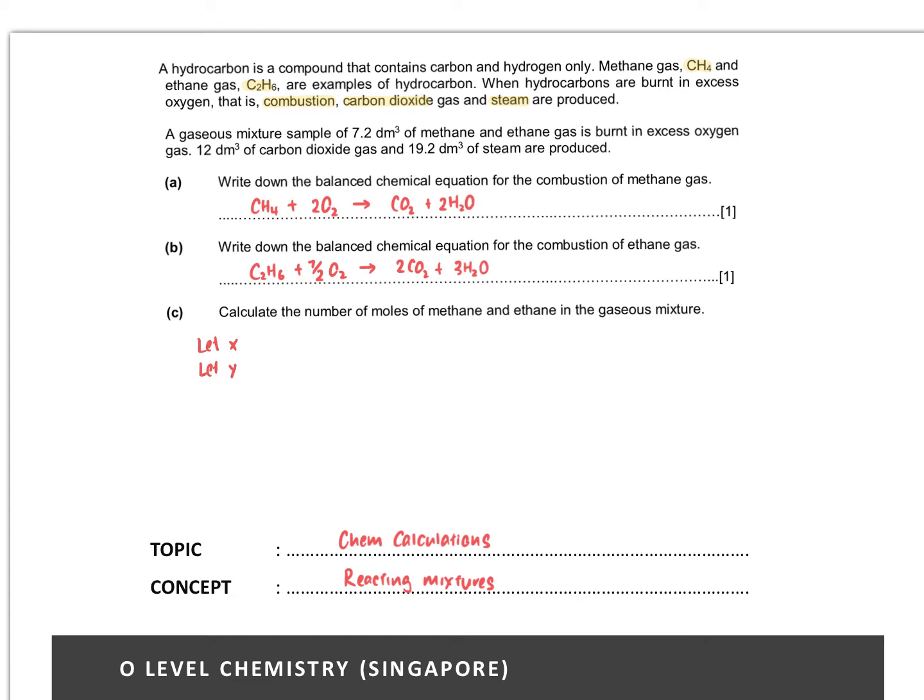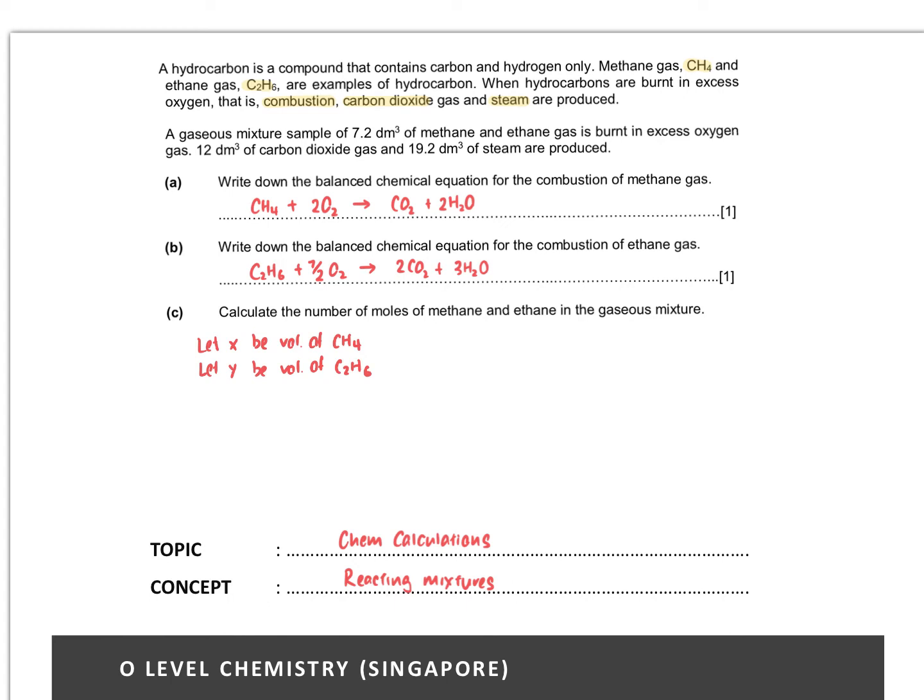For example, in this case, since we are dealing with all gases, remember when you have gases as reactants and products, Avogadro's relation would come into play. So molar ratio equals volume ratio. In this case, I will let X be the volume of methane, and I will let Y be the volume of ethane. That's always the first step to solving reacting mixture questions: let X be the amount of one reactant and let Y be the amount of the other reactant.